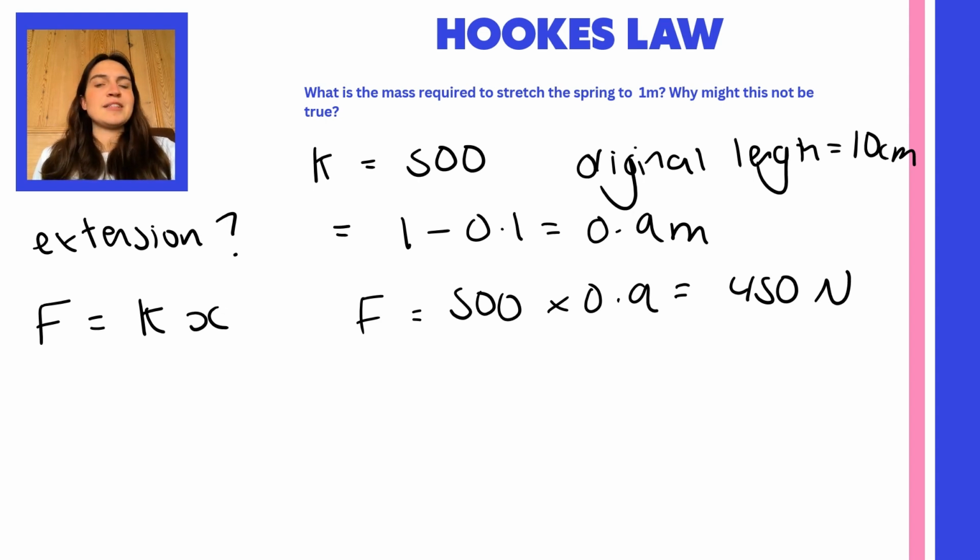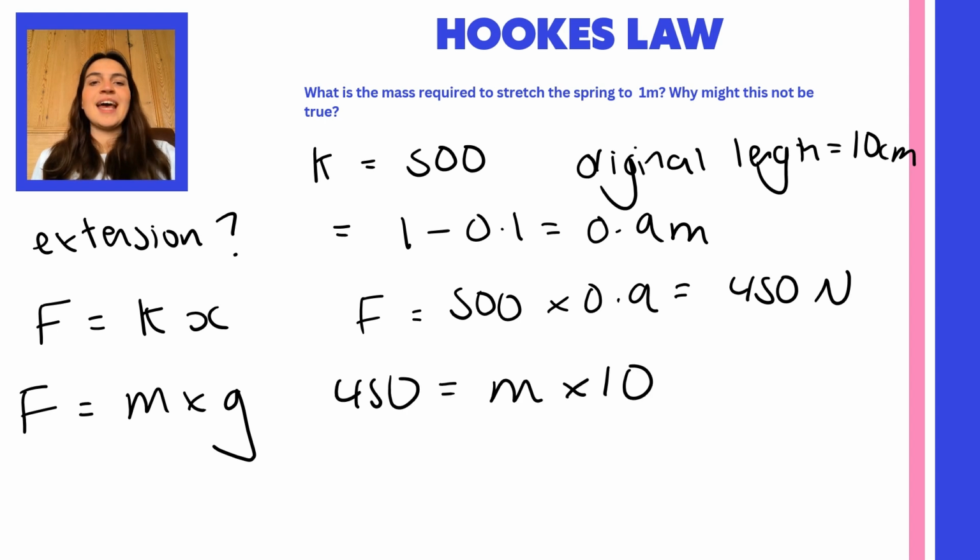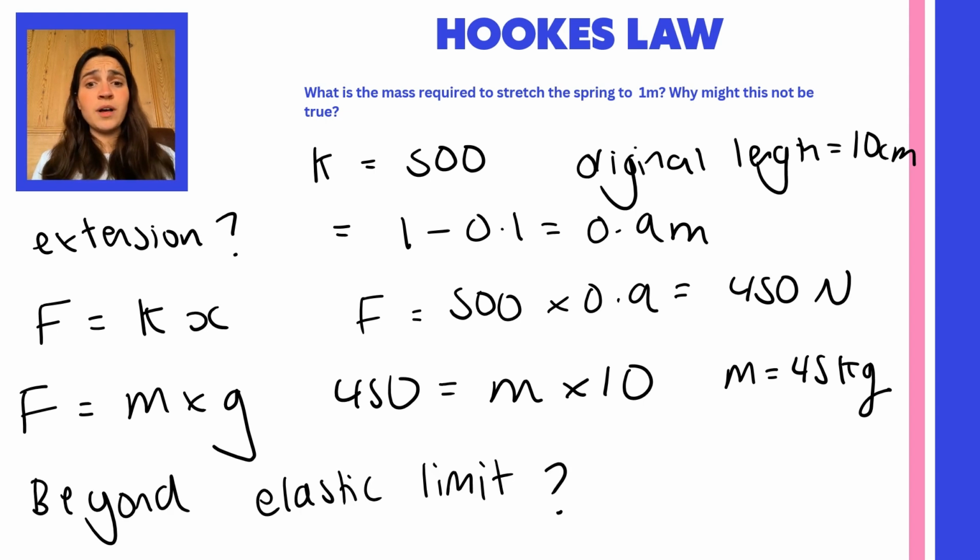Didn't ask me that, it asked me what the mass was. So if I have that force, working backwards from last time, that must be equal to my weight, which is my mass times g, and therefore that force 450 equals the mass times g, which is 10. So if I divide that 450 by 10, I'll get my mass to be 45 kilograms. Why might that not be possible? Well, at that point, if I applied 45 kilograms, I'd probably be stretching this spring beyond its elastic limit.